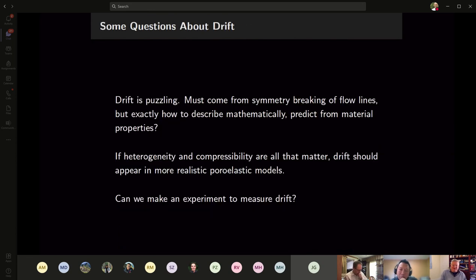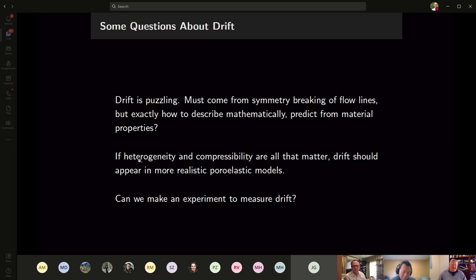So some of these questions about drift that we're still puzzling out is why this happens. It must come from the symmetry breaking of these flow lines that's introduced by compressibility, because this is the only thing that's required for this, that you've got compressibility and this heterogeneity. You need both of those things to make this kind of drift. But how exactly to describe this mathematically and then predict what the drift would be from material properties, just from the conductivity field and how it's being driven, for instance, those are things we're still puzzling about.